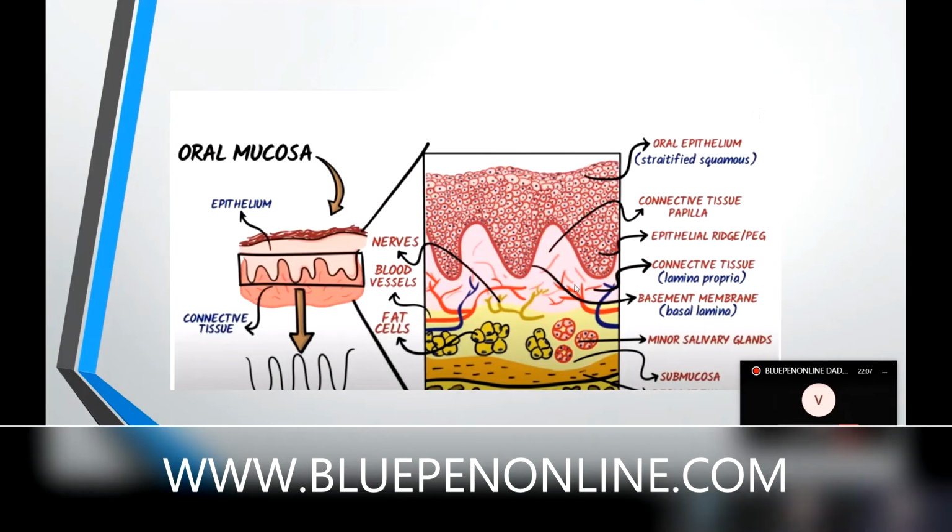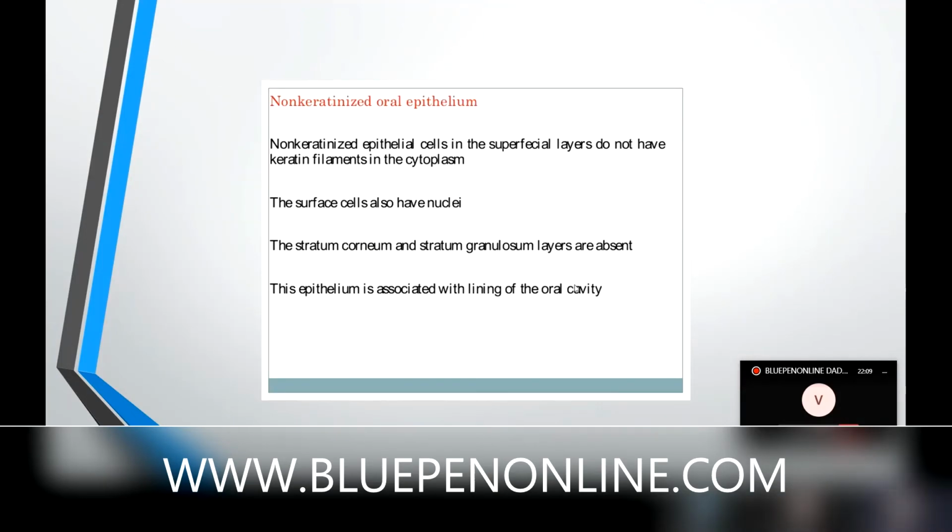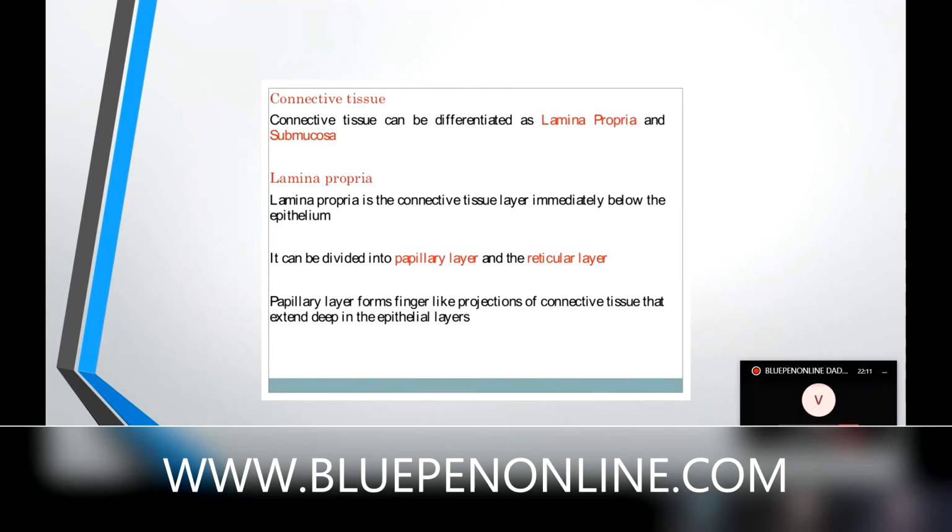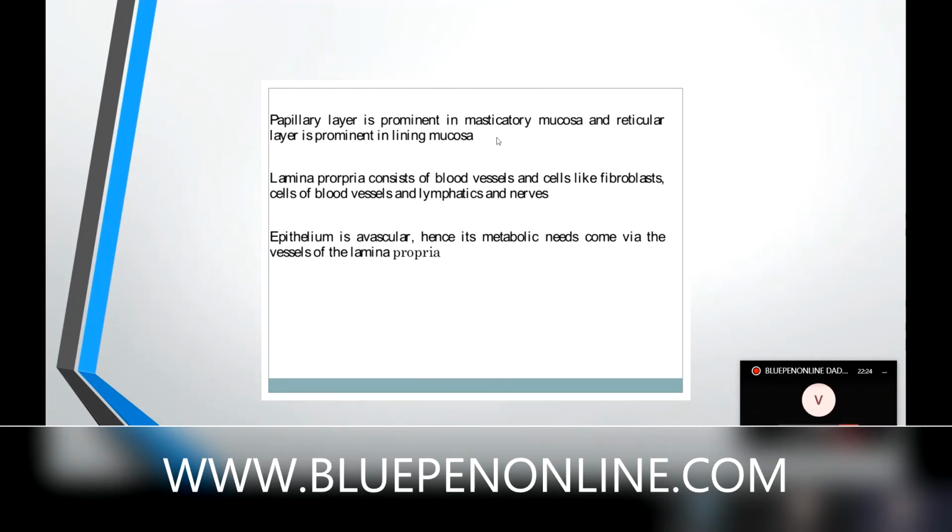And below that, what is present? The connective tissue present below that is called reticular layer of lamina propria. Papillary layer is prominent in masticatory mucosa and reticular layer is prominent in lining mucosa. Lamina propria consists of blood vessels and cells like fibroblasts, cells of blood vessels, lymphatics, and nerves.